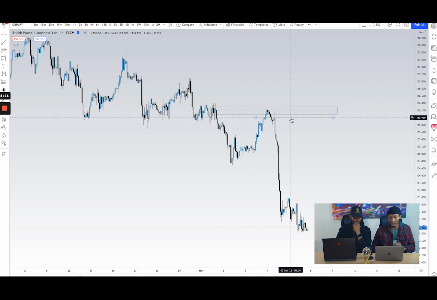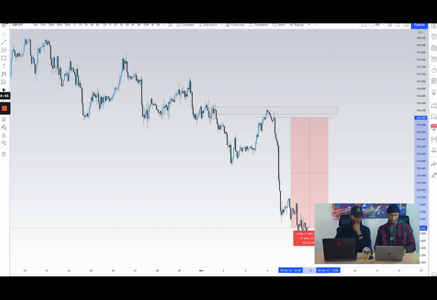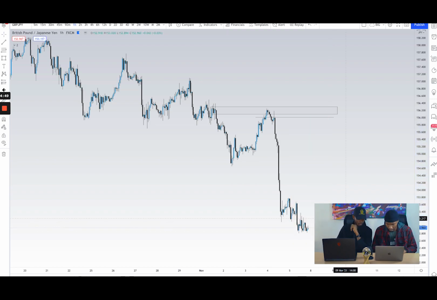This whole move was over 300 pips. Let's check that. Over 300, that's a lot. But we didn't take all the pips, guys. We took about 150 pips. I think we actually broke even after it broke the previous low. Yes, we did.